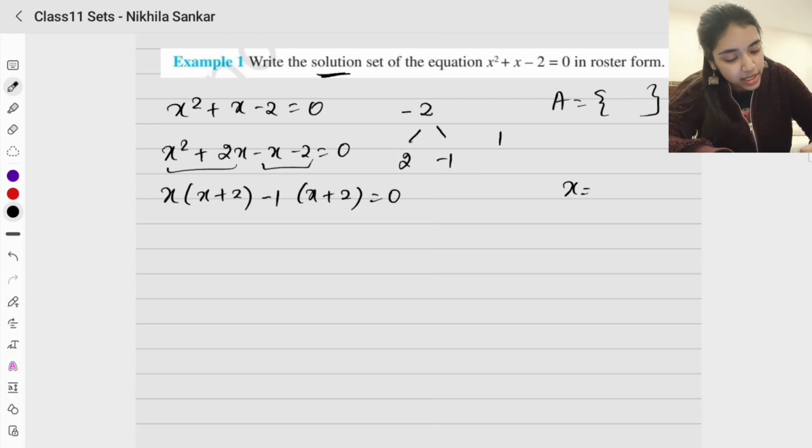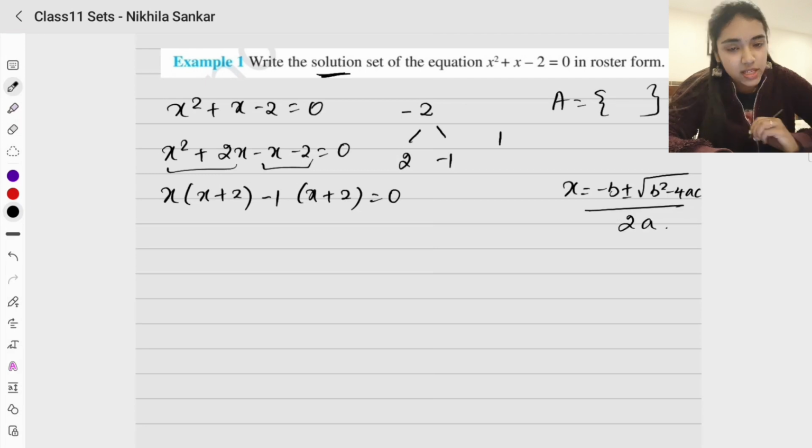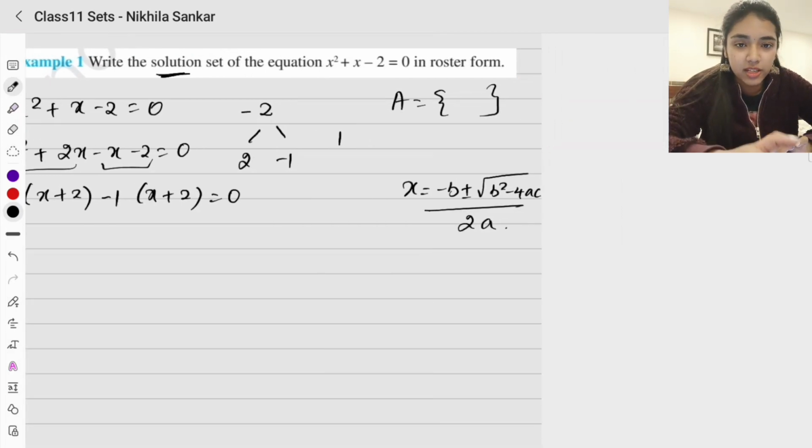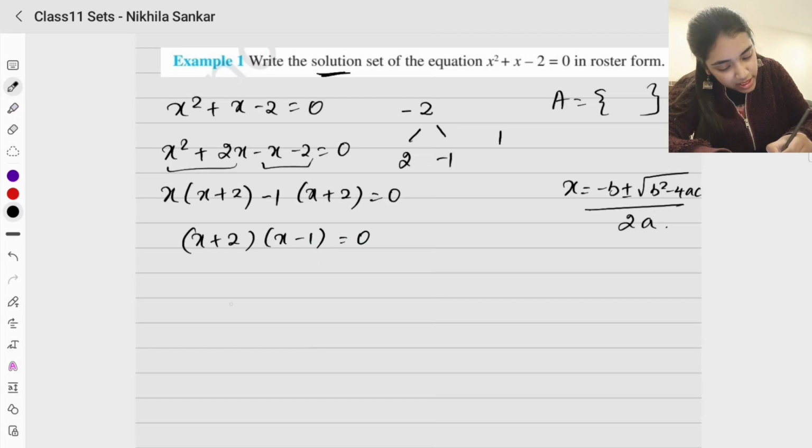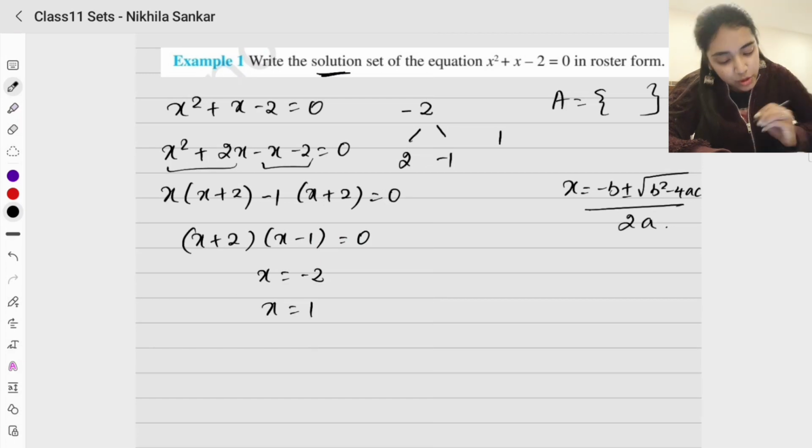What is your quadratic formula? X is equal to minus b plus or minus root of b square minus 4ac divided by 2a. Okay, so this is your quadratic formula. Quadratic formula at least ஞாபகம் வச்சுக்கோங்க. So here when I take x plus 2 common, I'll have x plus 2 into x minus 1 equals 0. இப்போ ரெண்டுத்தையும் equate பண்ணா I'll have x is equal to minus 2 and x is equal to 1. கரெக்டா? So these are all my solutions.